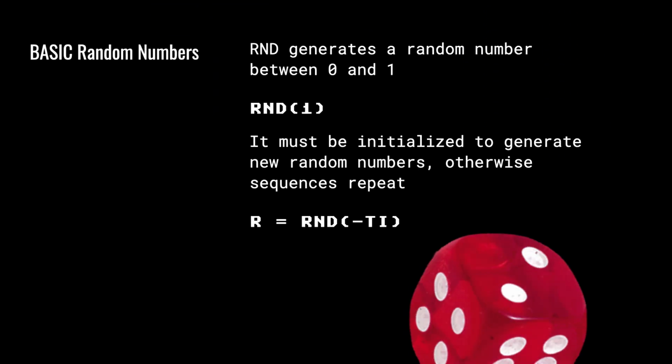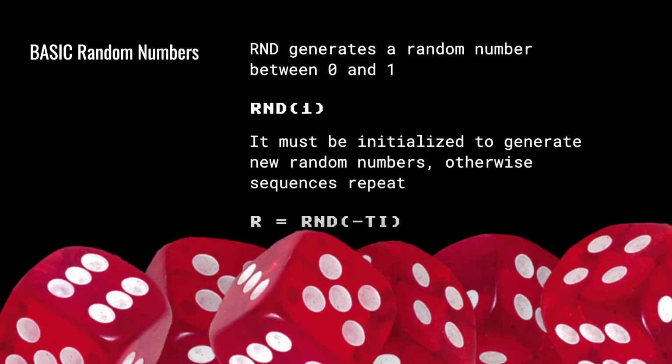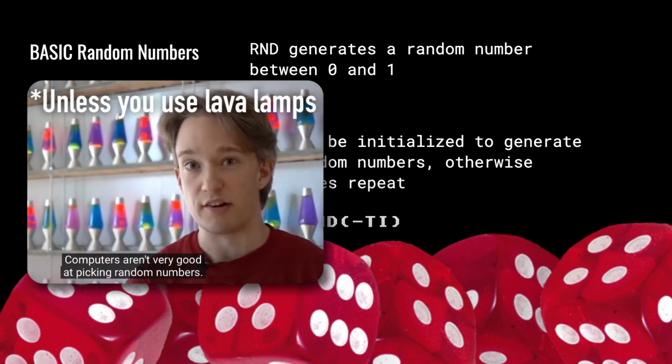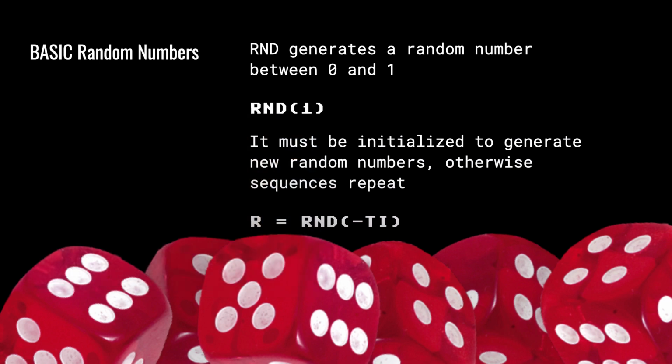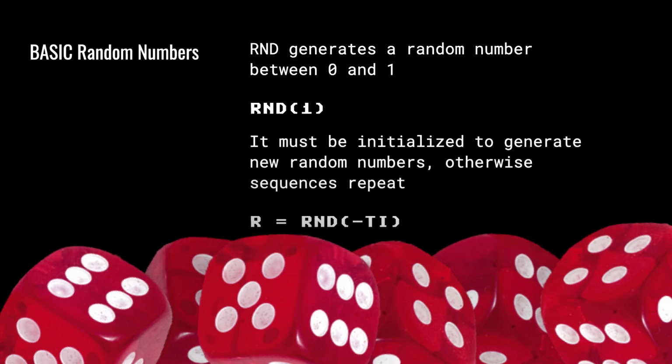Random numbers are generated in Commodore BASIC using the RND command. Now, computers aren't known for being able to generate truly random numbers, but it's near enough for our purposes. And to make it more random, to make sure we get a new selection every time, what we use is a built-in timer, which is TI. TI counts jiffies, so not seconds, not microseconds, its own weird thing. So we can say R equals RND, open bracket, minus TI, and that'll initialize our random generator. And then every time we call RND, open bracket 1, close bracket, we'll get a random number between 0 and 1. Never 0, never 1.